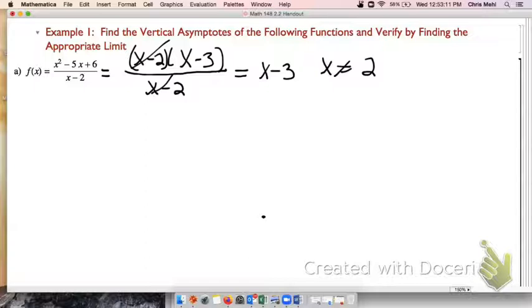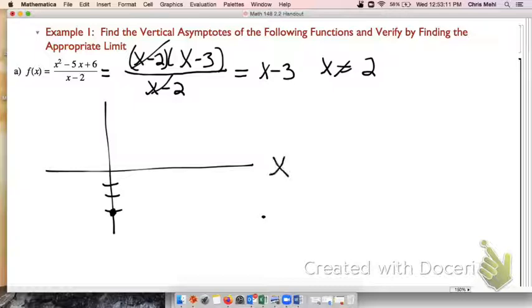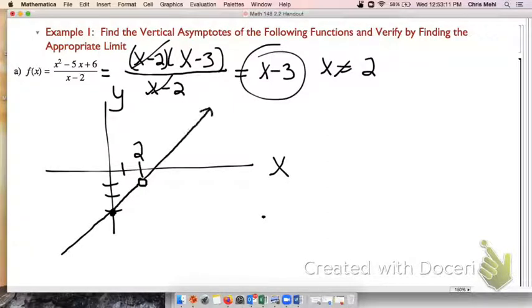You're just going to get x minus 3 as long as x is not equal to 2. So what this means graphically is this is a linear function with y-intercept at negative 3. The slope is 1, but the function does not exist at 2. So there's probably just going to be a hole there. The hole is going to occur at negative 1. So if you plug 2 into x minus 3, you get negative 1. So the graph of the rational function just looks like a line with a hole in it at x equals 2.